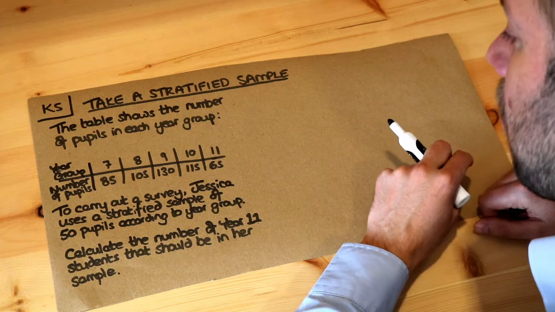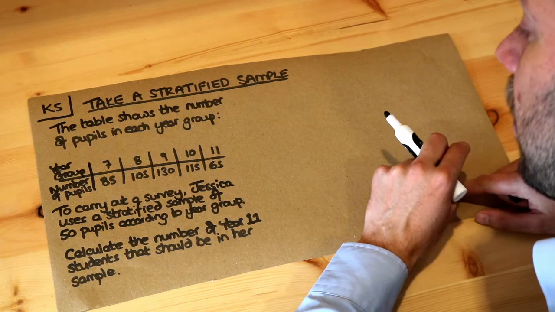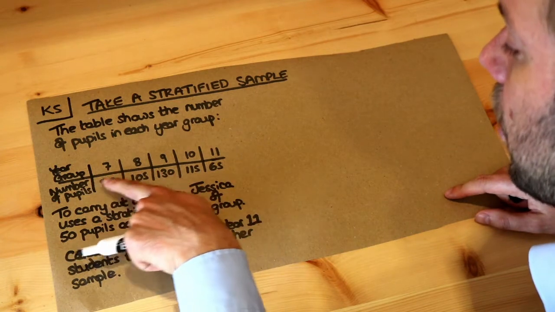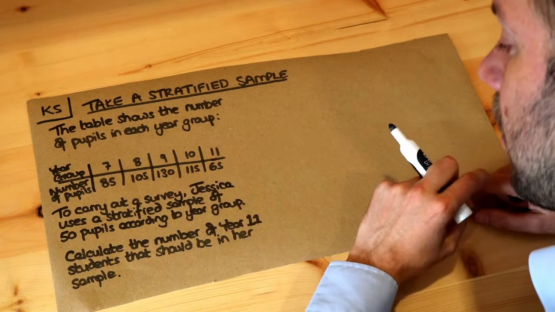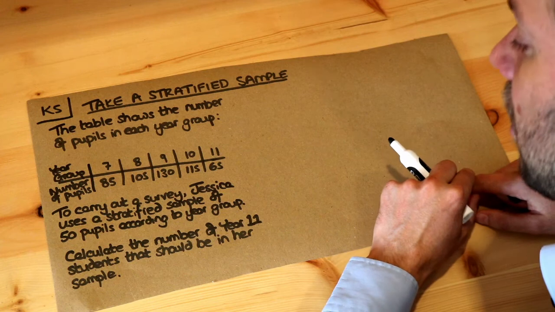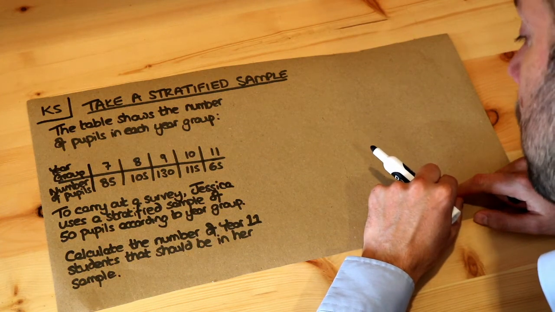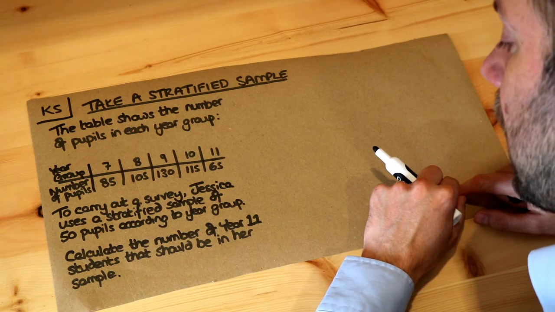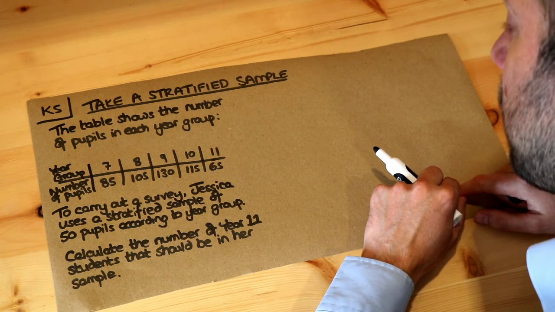The table shows the number of pupils in each year group. So we've got different year groups, year 7, year 8, year 9, year 10 and year 11, and we're told the number of pupils in each year group. To carry out a survey, Jessica uses a stratified sample of 50 pupils according to year group. Calculate the number of year 11 students that should be in her sample.